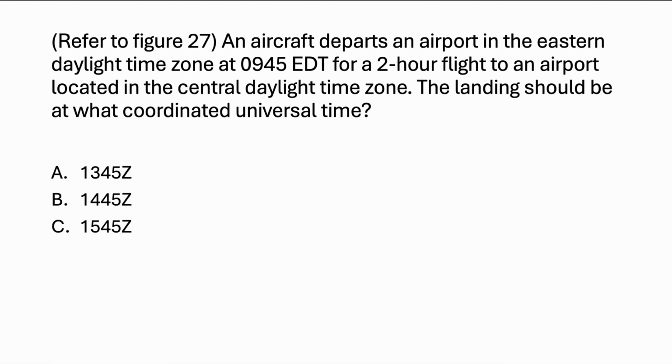So let's take a look at an example. This one says, refer to figure 27. An aircraft departs an airport in the Eastern Daylight Time Zone at 9:45 for a 2-hour flight to an airport located in the Central Daylight Time Zone. And the question says the landing should be at what Coordinated Universal Time?